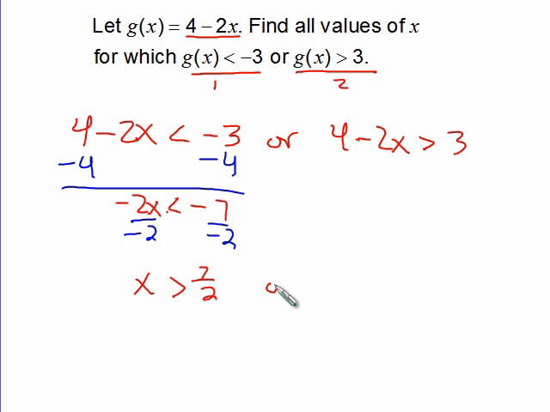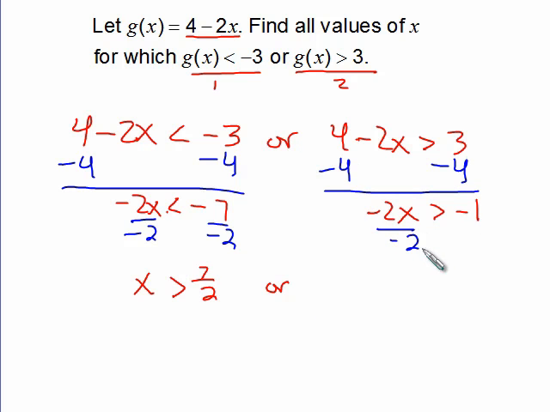I'll bring down my or here, and now I need to solve the other one the same way. So isolating x, I need to subtract 4 from both sides. This gives me negative 2x is greater than negative 1. Once again, I'm dividing by a negative, so divide by negative 2 here. To keep a true statement, I must change the direction of my inequality. So x must be less than 1/2.